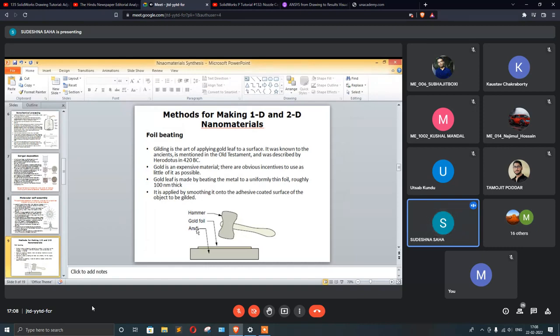That is it. This is simply hammering gold on top of an adhesive coated surface that you want to coat with a certain 100 nanometer thick gold plating, okay, or gold leaf.